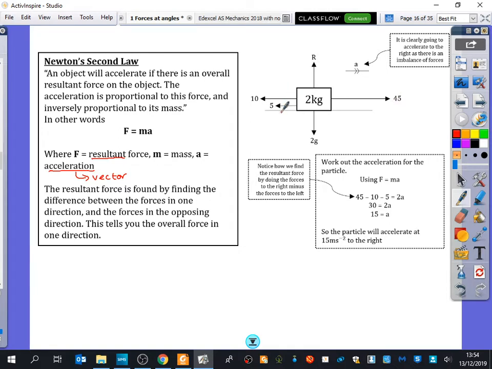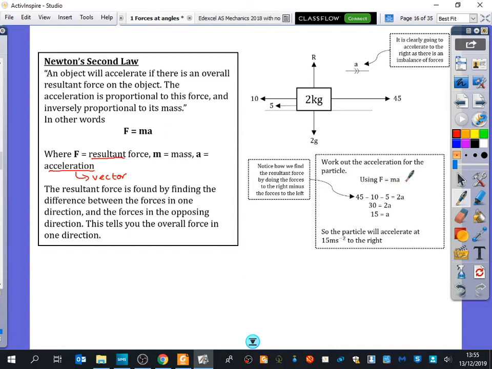So just applying this to a very simple example we've got here, I've said it's clearly going to accelerate to the right as there is an imbalance of forces. However, the up and down forces will be balanced because it's not accelerating up and down, it's just accelerating to the right. And to work out the acceleration of this, we use F equals ma. This is something that I feel not everybody will do consistently, so I want you to listen, no matter what your background is here.